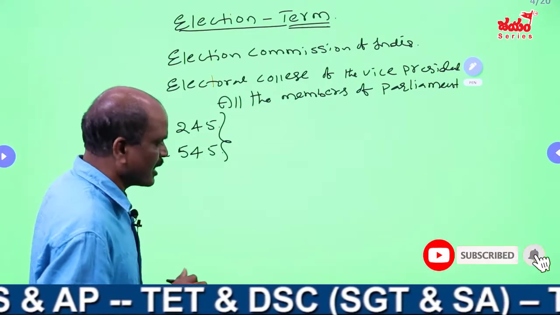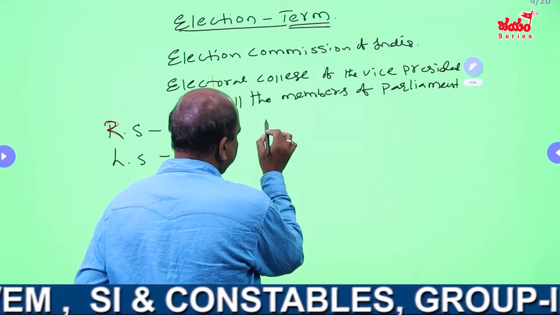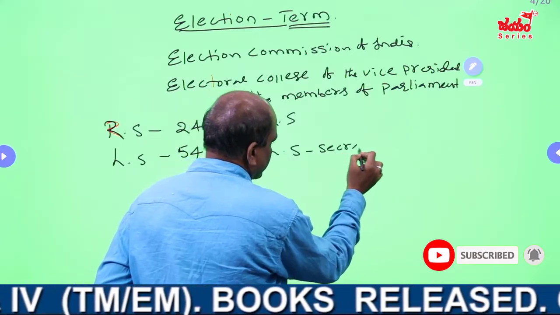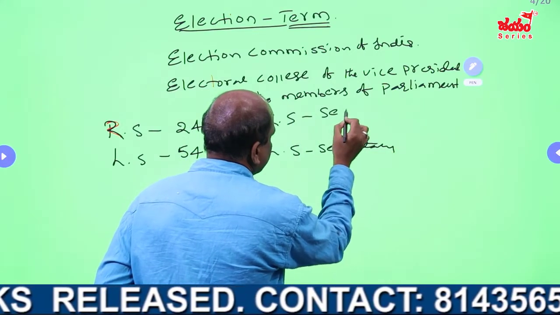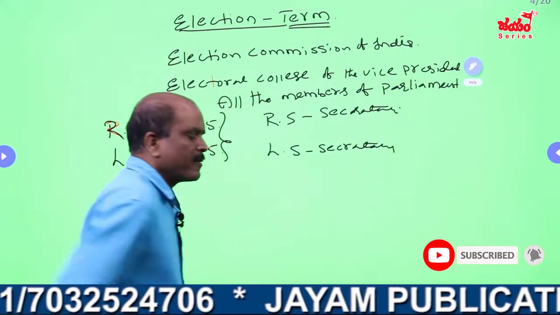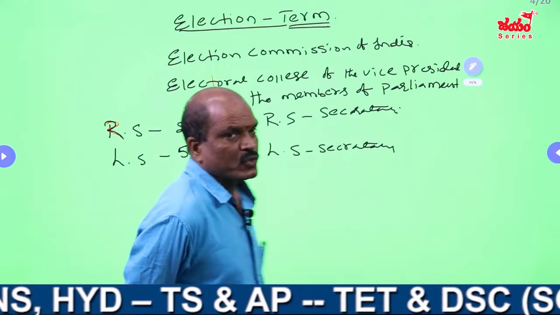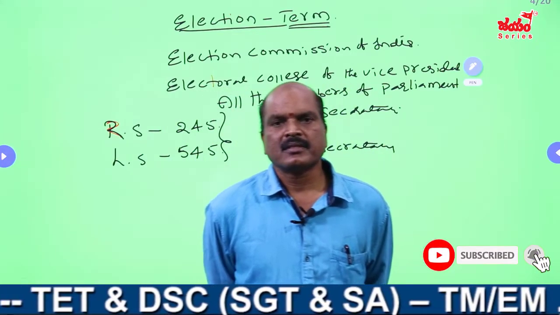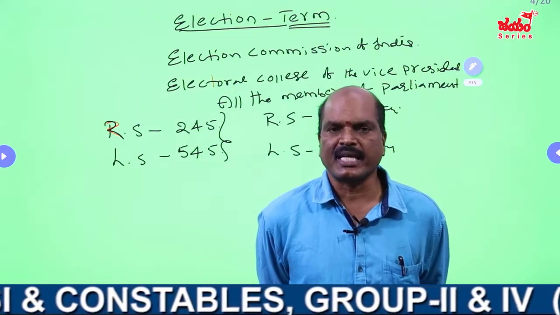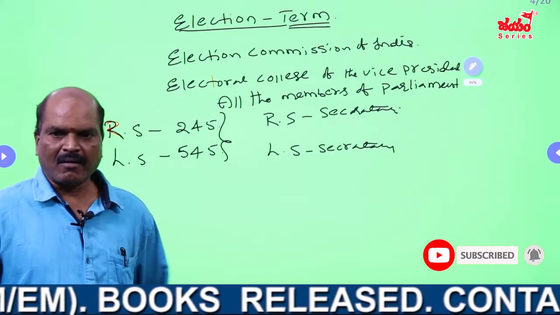Okay, next one. Another one. The Rajya Sabha Secretary or Lok Sabha Secretary acts as returning officer in the Vice President election. In 2017, in the last Vice President election, the Rajya Sabha Secretary Sharif worked as returning officer in India. Okay.